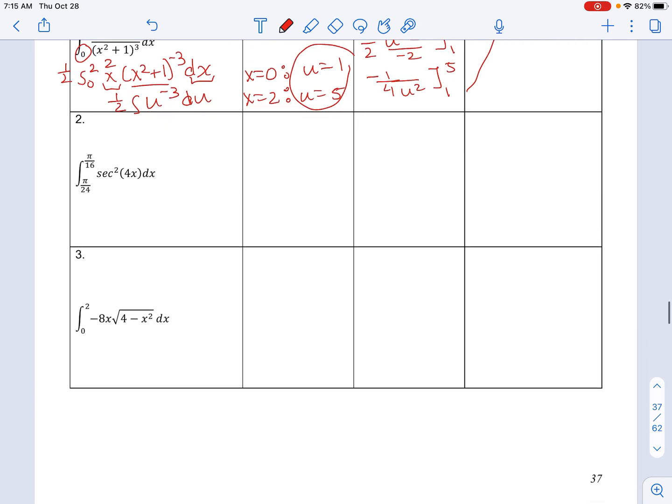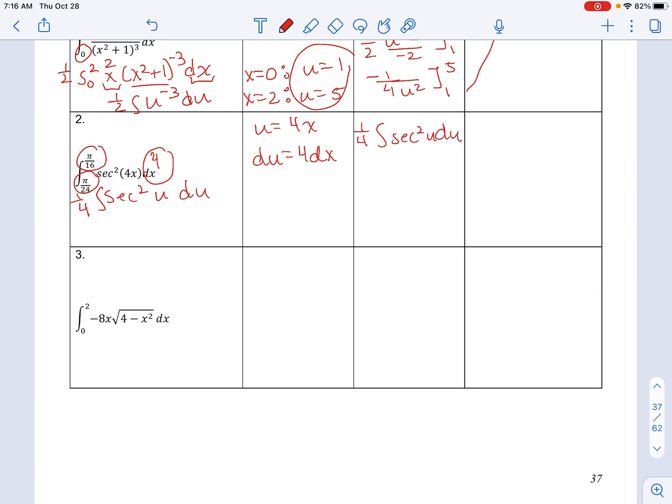Okay. Next one. There is an antiderivative for secant squared, so my u has to be the angle, which is 4x. My du is 4 dx. Notice I need a 4. So really I have secant squared u, I need a 4, this will be du, but then I need a 1/4 here. So this gets rewritten as 1/4 secant squared u du.